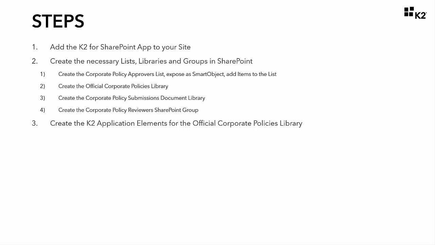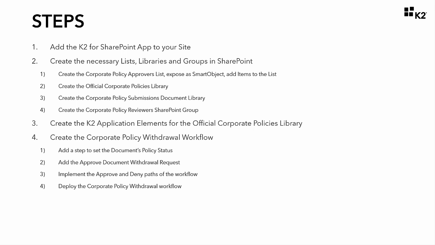Upon the completion of step 3, we will drop into step 4, where we will create the corporate policy withdrawal workflow. There will be multiple tasks in this step related to configuring all the workflow steps required to withdraw a corporate policy from the system. Step 5 will take us to the place where we will create the K2 application elements for the corporate policy submission library, allowing it to also be used in K2 workflows.